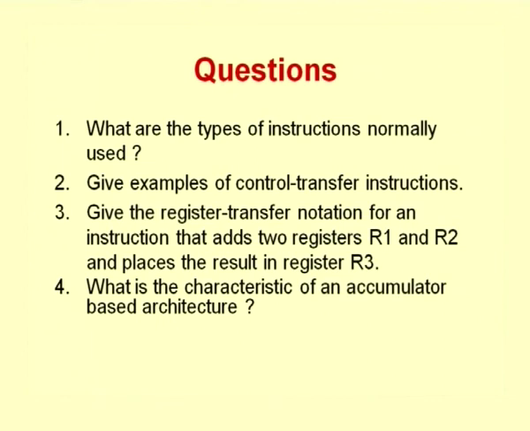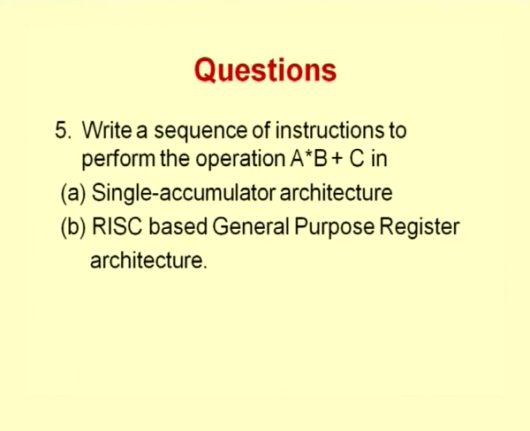A few questions now to revise the contents of today's lecture. Question number 1, what are the types of instructions normally used? Question number 2, give examples of control transfer instructions. Question number 3, give the register transfer notation for an instruction that adds 2 registers R1 and R2 and places the result in register R3. Question number 4, what is the characteristic of an accumulator based architecture? Question number 5, write a sequence of instructions to perform the operation A into B plus C in A, single accumulator architecture, B, RISC based general purpose register architecture.